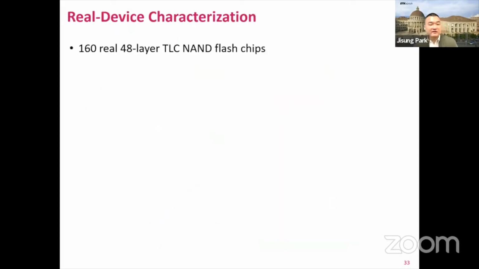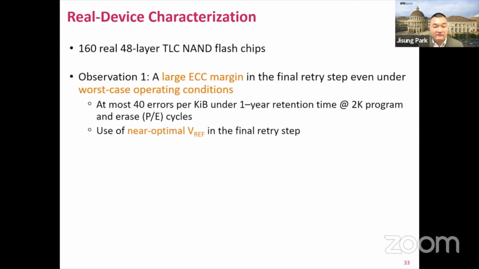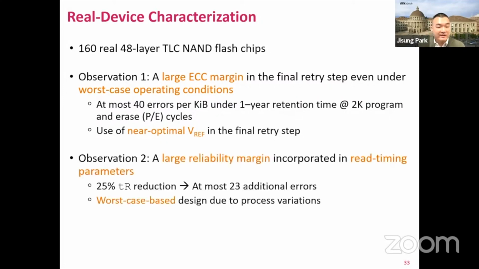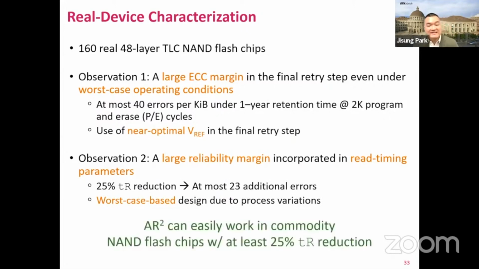We validated the feasibility of AR² using 160 real TLC NAND flash chips, and we observe a large ECC margin in the final retry step, even under worst-case operating conditions, due to the use of a near-optimal read reference voltage. There is also a large reliability margin that manufacturers incorporate into read timing parameters, considering worst-case operating scenarios. So we conclude that AR² can easily work in commodity NAND flash chips, enabling at least a 25% reduction of the page sensing latency for every retry step.